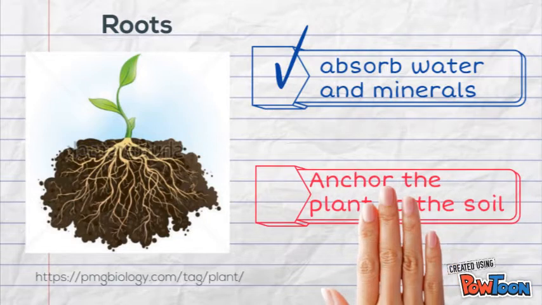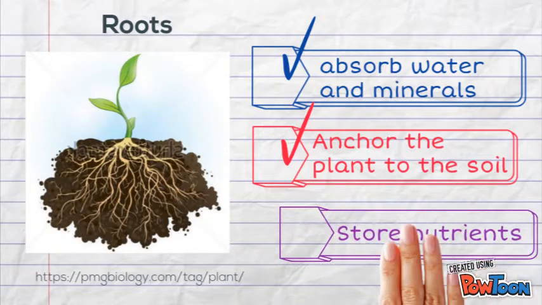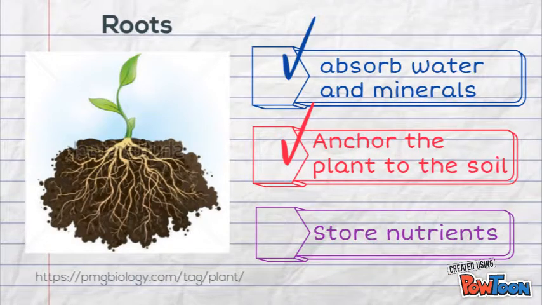Secondly, the roots anchor the plant down into the soil so that the plant does not blow away in the wind. The roots can also help keep the soil by not allowing water to erode it away. Thirdly, the plant stores nutrients in its roots during times when the environment for the plant is not ideal. Usually, nutrients and food for the plant are stored in the stem.